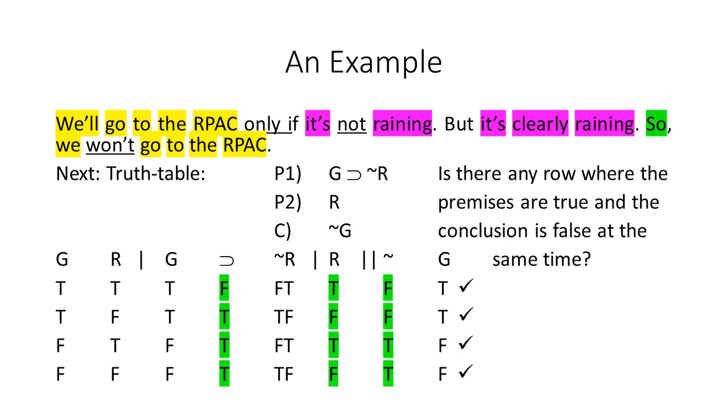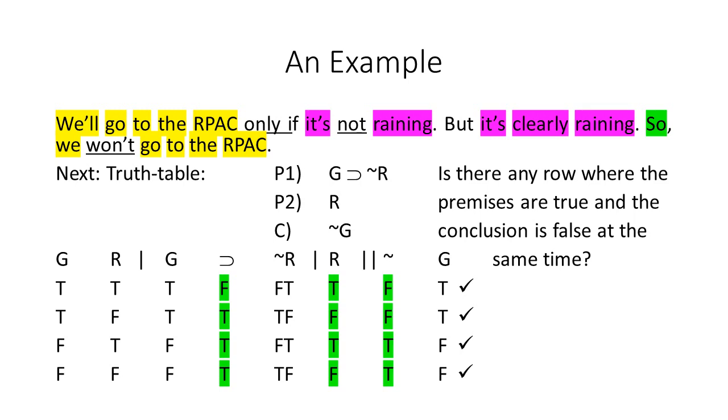Good. So I want to call your attention to the third row where G is false and R is true. Note that the premises are true and the conclusion is also true. Does this show that the argument's valid? Well, not by itself. We need to know that there's no row where the premises are true and the conclusion's false. So there might be a row where the premises are true and the conclusion is true, but that doesn't show that the argument's valid.